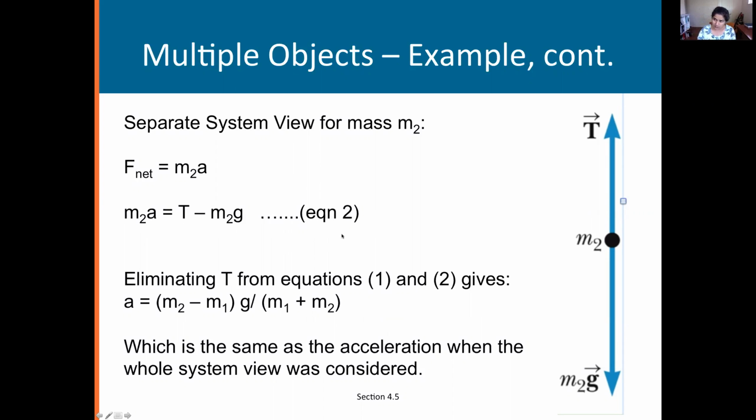If you take equation 1 and equation 2 and solve them simultaneously by eliminating T, you will arrive at exactly this, which we have seen before. This we saw as the acceleration for the whole system. You'll be exploring these equations in much greater detail in the lab, but we just wanted to introduce this to you.